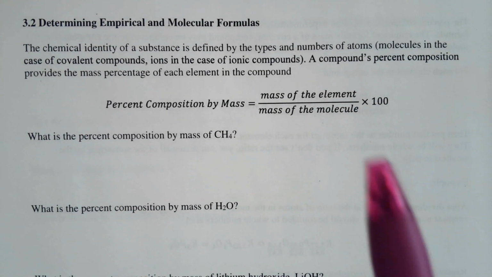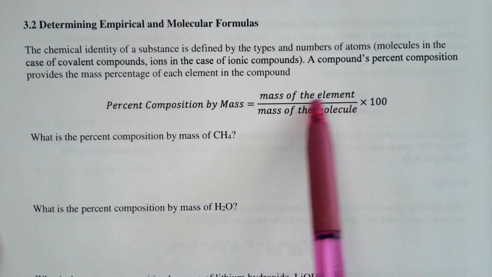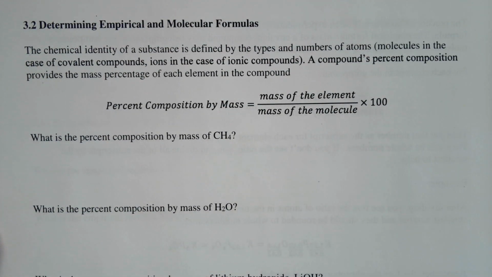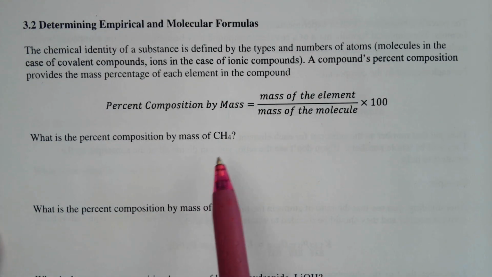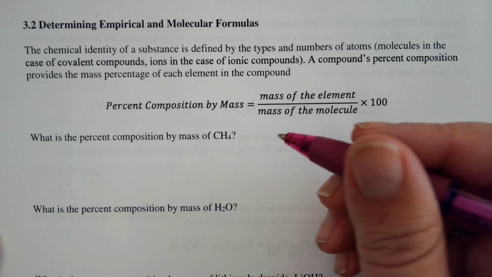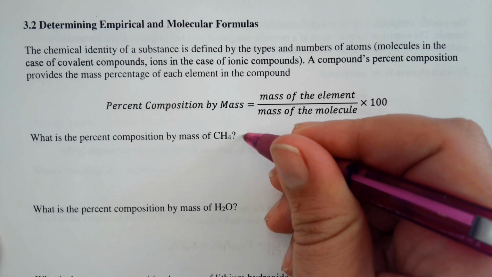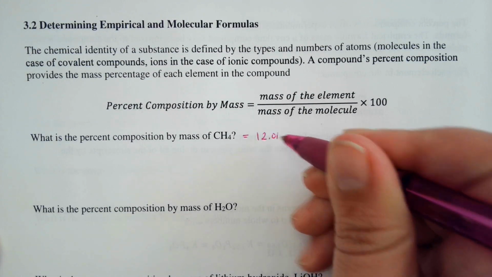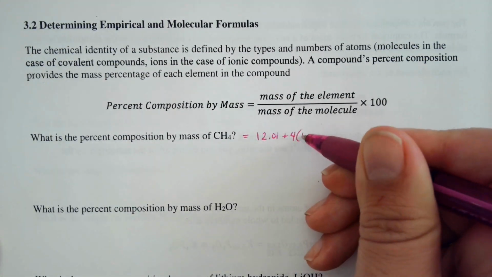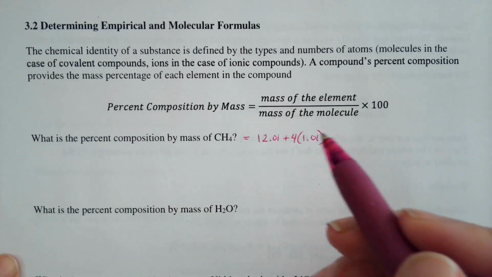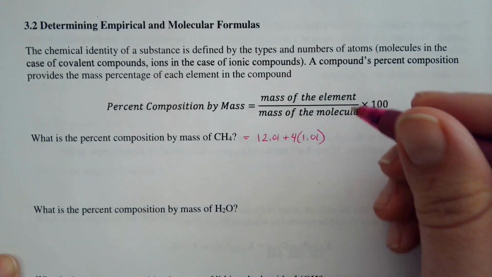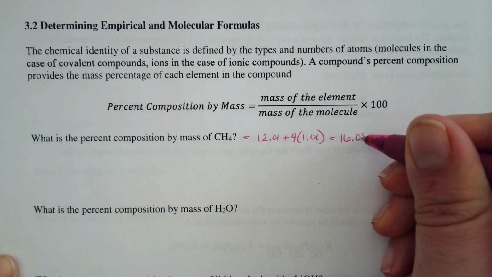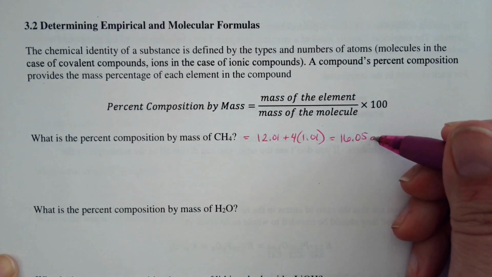It's not so bad. All you're going to do is calculate the mass of the element specifically, and then the mass of the entire molecule, divide it, and multiply times 100. And we would do this for each one. So CH4 has a mass of 1 carbon, 12.01, plus 4 hydrogens, 1.01. And 12.01 plus 4.04 is going to be 16.05. That's the mass of the entire molecule.